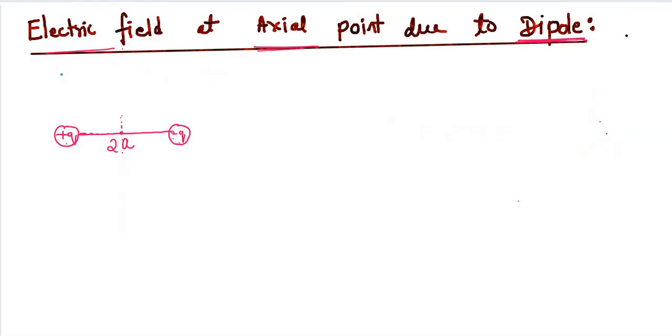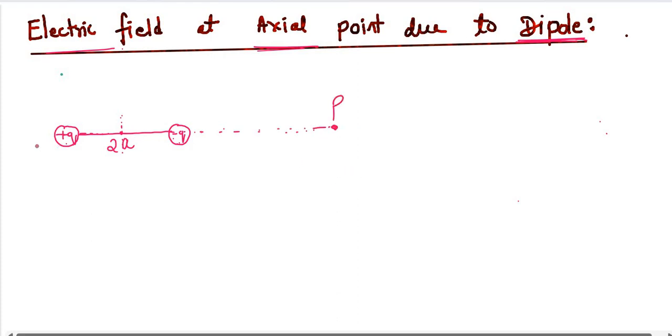So here I have taken one point P, which is an axial point, and I am interested to find the electric field at this point. Suppose this point is at a distance of x from the center of the dipole. The distances from the dipole are always taken from the center.